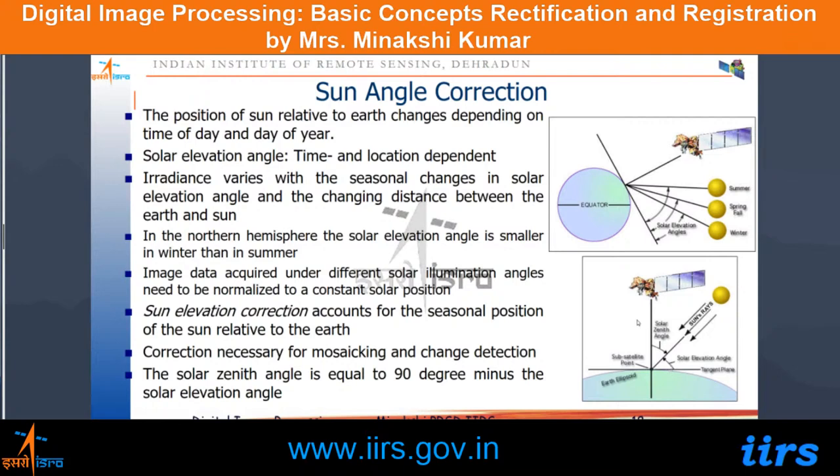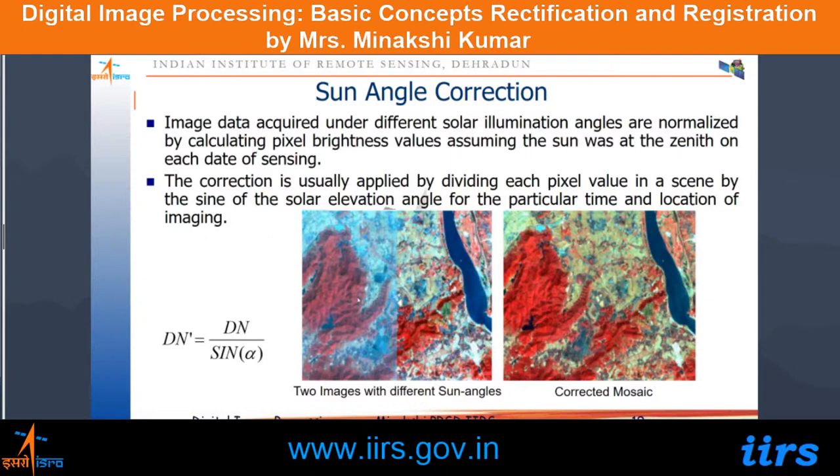Then how do we do the sun angle correction? I'm showing here two images. This image was captured with a different sun angle, and this image was also captured with a different sun angle. If I mosaic them, you can see they have different illumination. If I remove the sun angle effect from both images, applying as if the sun was overhead, and then mosaic them, in the resulting image you are not able to make out that these were captured at two different times. This is why we need to do the sun angle correction.